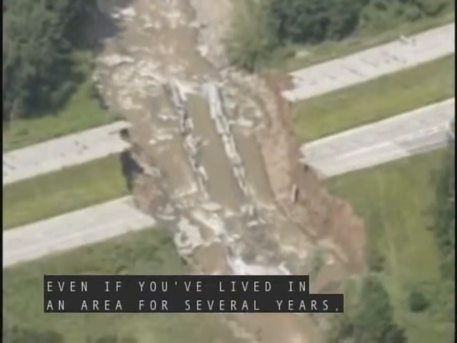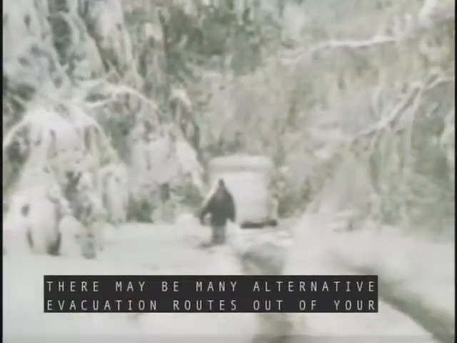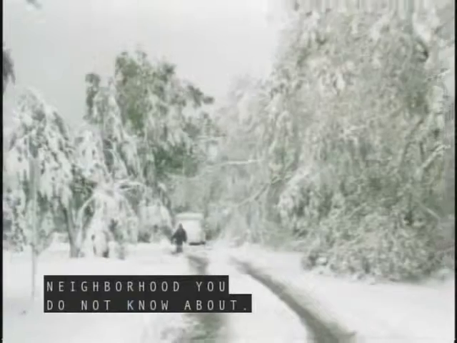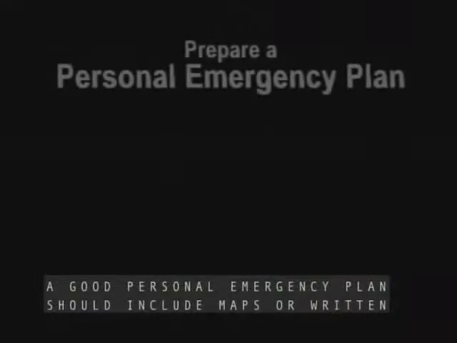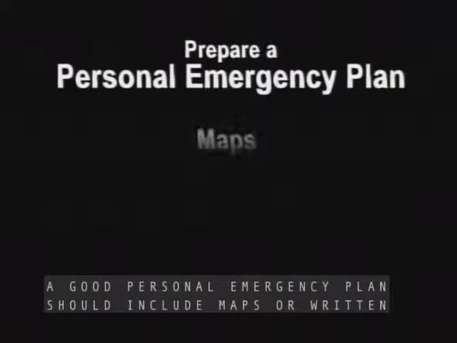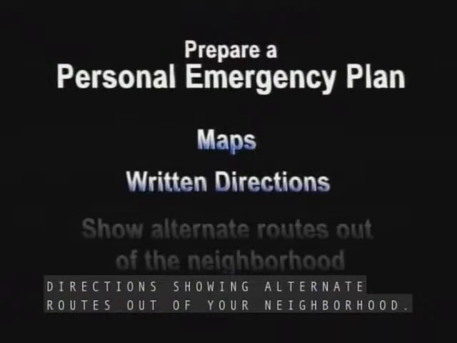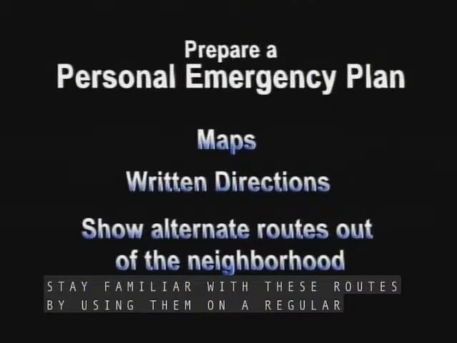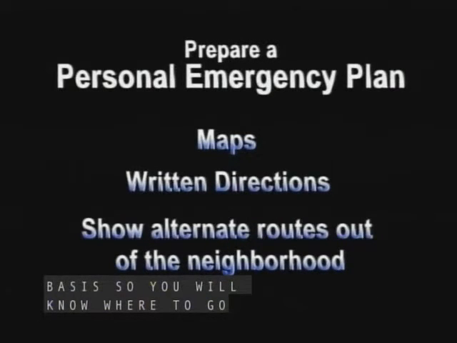Even if you've lived in an area for several years, there may be many alternative evacuation routes out of your neighborhood you do not know about. A good personal emergency plan should include maps or written directions showing alternate routes out of your neighborhood. Stay familiar with these routes by using them on a regular basis so you'll know where to go even without a map or directions.